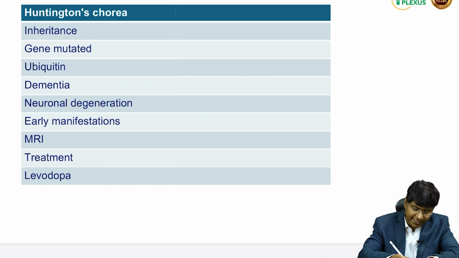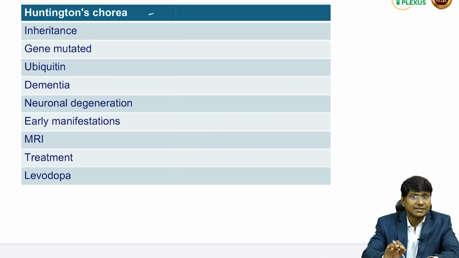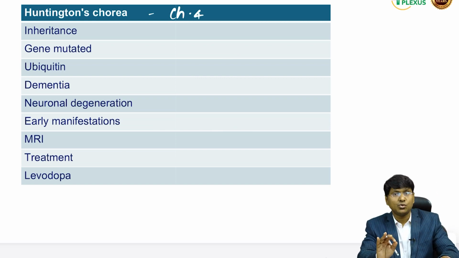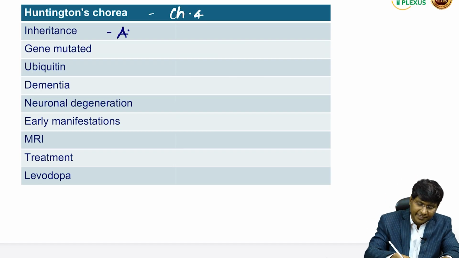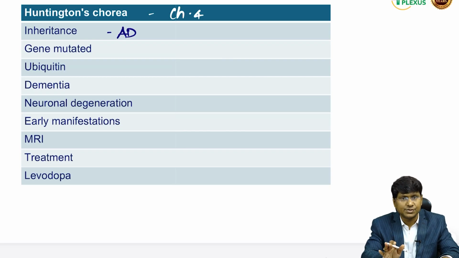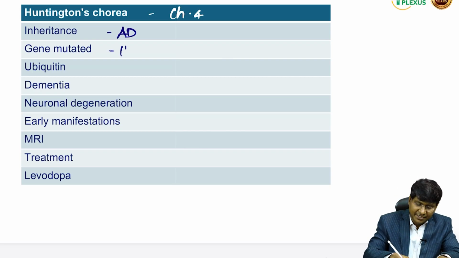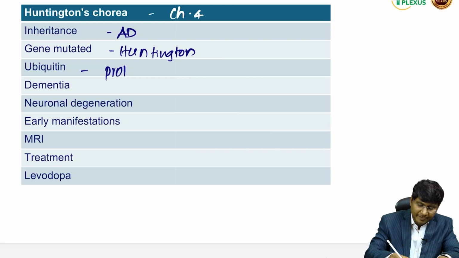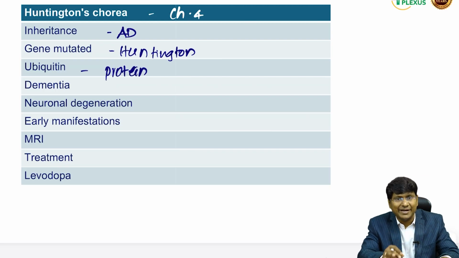So Huntington's chorea is due to a defect in the Huntington gene, which is present on chromosome number 4. The type of inheritance is autosomal dominant. The gene that is mutated is the Huntington gene. In these individuals, the abnormal protein that accumulates within the neurons is ubiquitin.